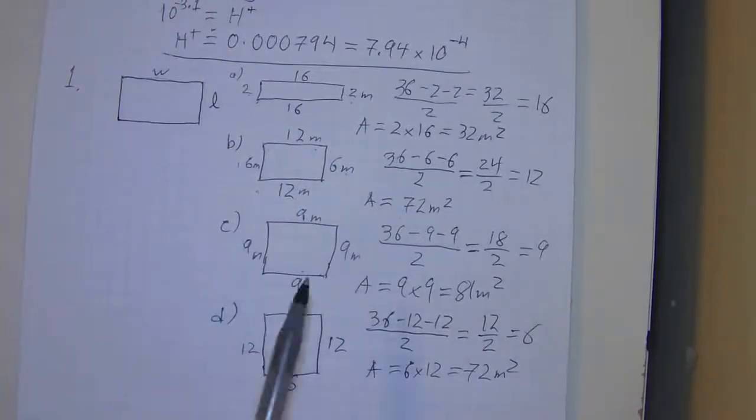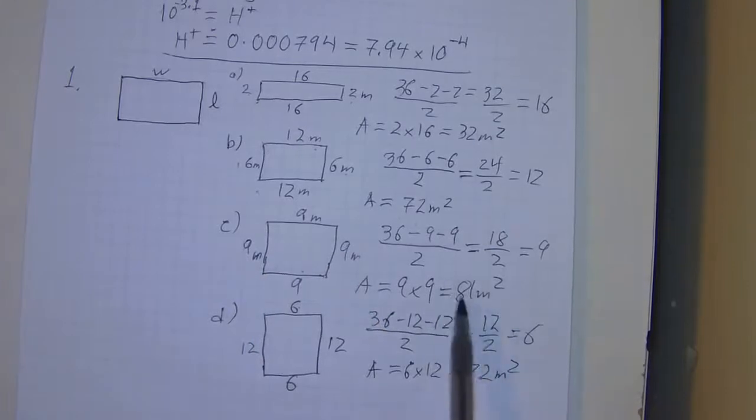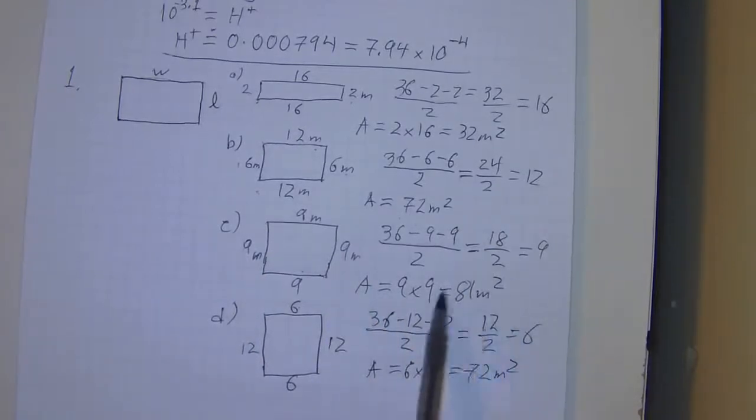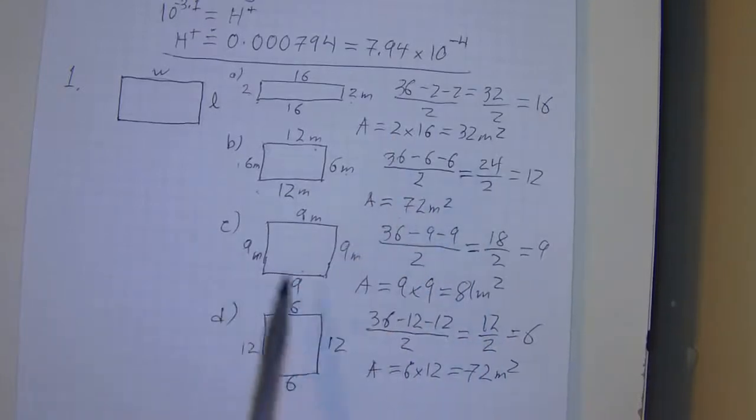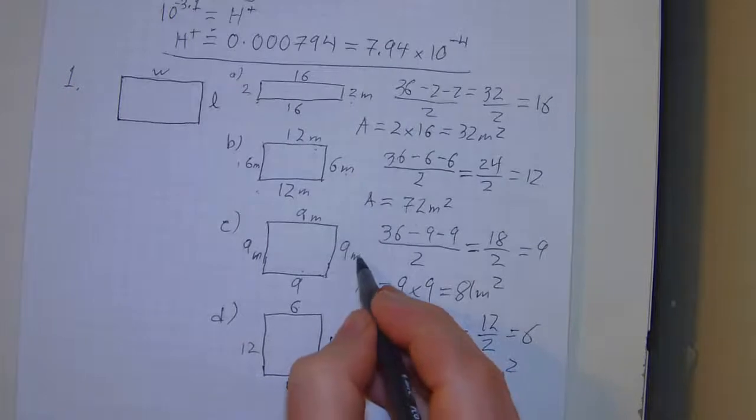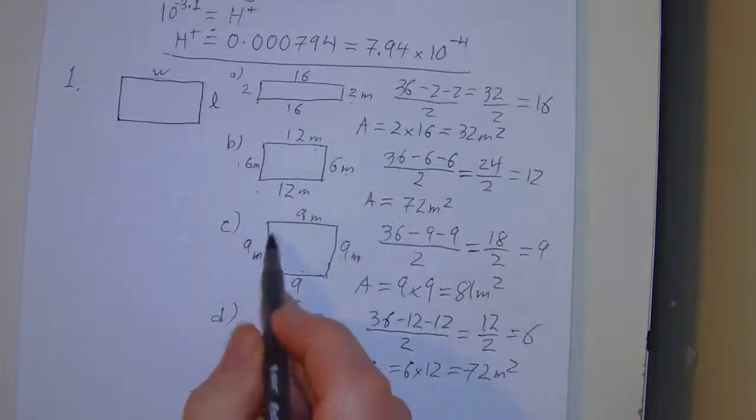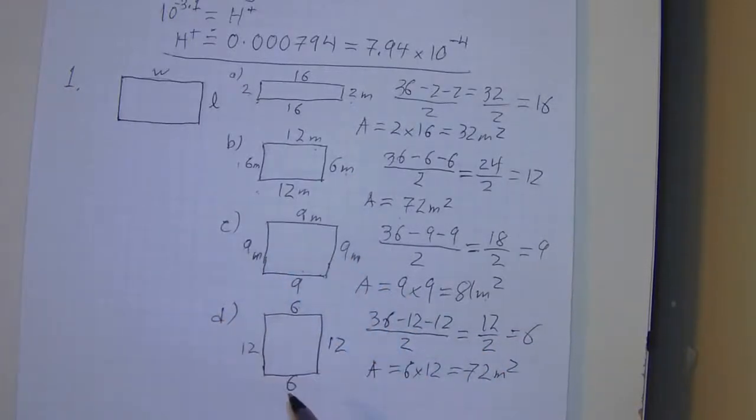So here we can see that the one that maximizes the area is when the length is 9 meters. We get the highest area, 81 meters squared. It's higher than any of the others. And in fact, if you remember what I was saying about squares, you can see that this rectangle is a square, all 4 sides the same length, and it does give us the highest area.